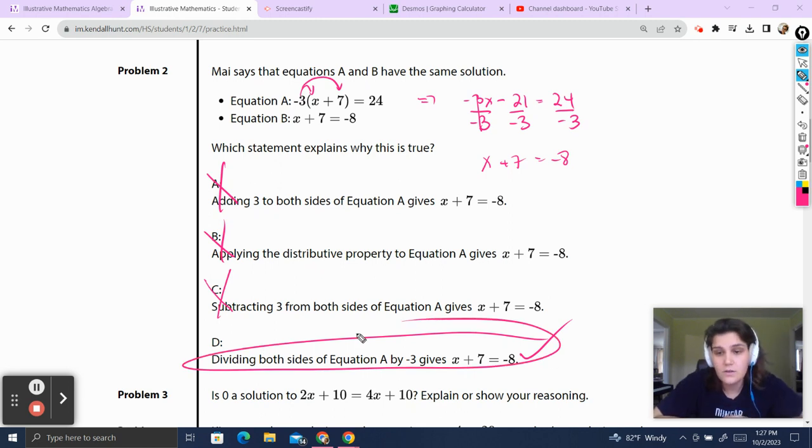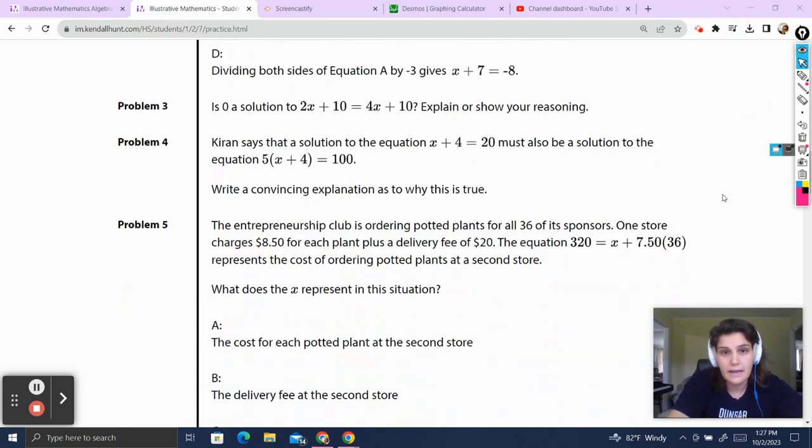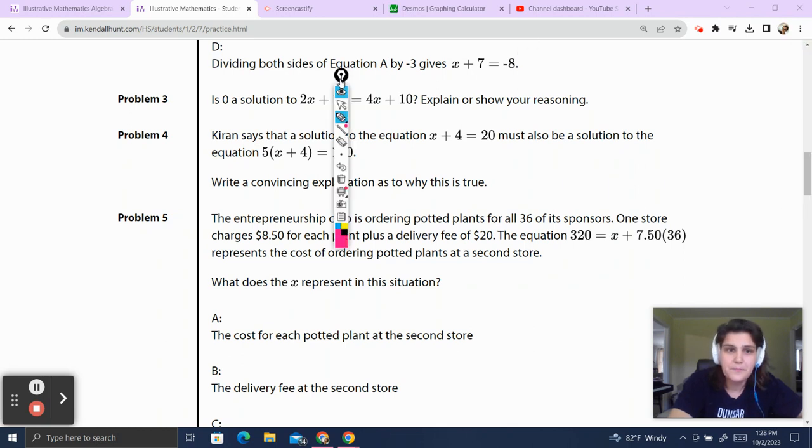All right, so we had to do some distribution. We had to check all of our answer choices, but it got us to the right space. So make sure you go ahead and check all of your answer choices as you're doing these questions and know your order of operations so the answer choices don't mess you up. Let's go ahead to question number 3.